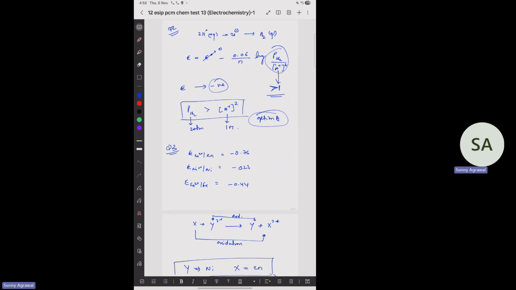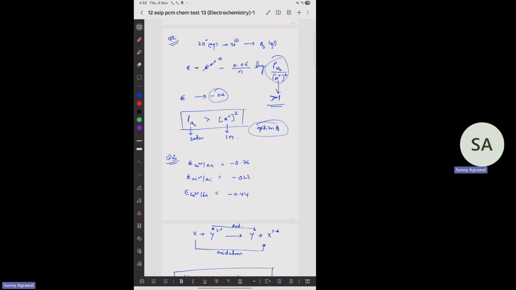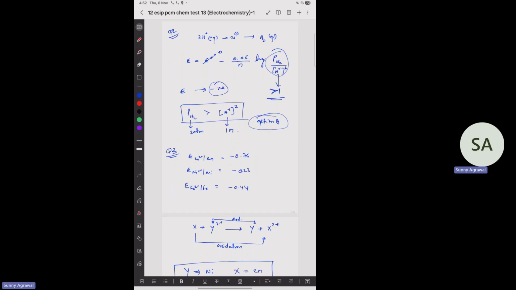To get that value negative, for hydrogen cell, we know that E naught value is 0. So to get E negative, what we can say? Pressure of hydrogen gas should be more than that of concentration of H plus. So for the given options, option A satisfies that condition. So answer will be option A.